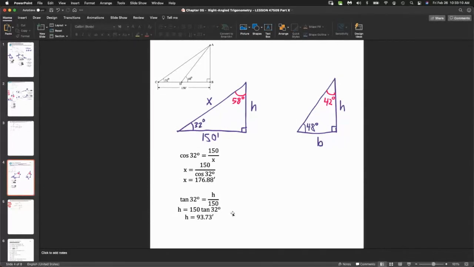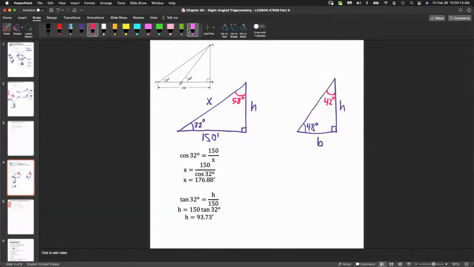So now that we know what h is, we can actually recycle that on this side. So I'll just draw it in green here. We know that this number here, this height, is 93.73. So we're in a fantastic position now to finish off the question.